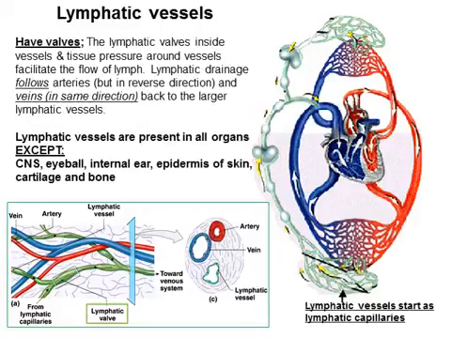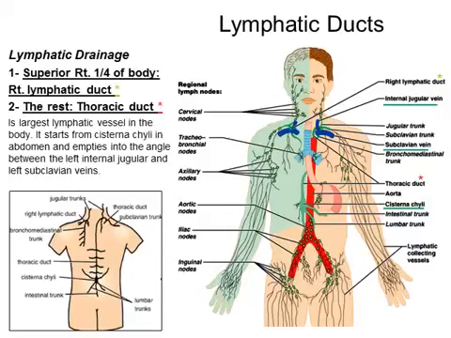The lymphatic vessels are present all over the body in several organs except the CNS, the eyeball, the internal ear, the epidermis of the skin, cartilage, and bone. These organs do not have lymphatic vessels. The lymphatic ducts are the largest lymphatic vessels. These ducts are two in the body.